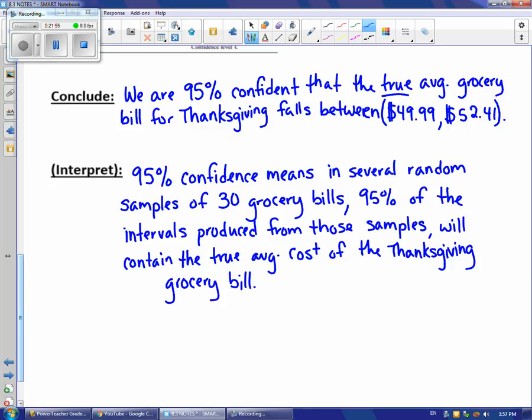So that looks like a lot of wording, but if you think about it, if you took several random samples and you constructed a confidence interval for each of those, say you took 100 samples, and you made 100 confidence intervals and you're estimating at 95% confidence, 95 out of those 100 samples will contain those true average costs for the Thanksgiving grocery bill. 95 of those intervals out of 100. And that is all for today.